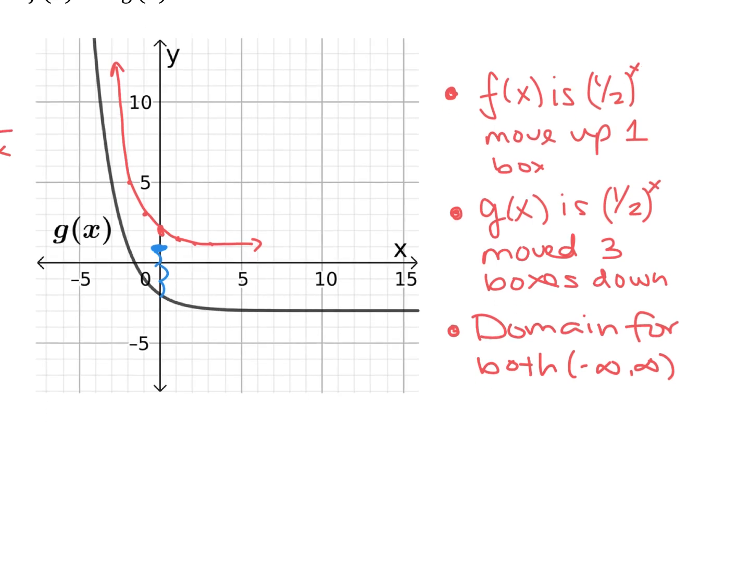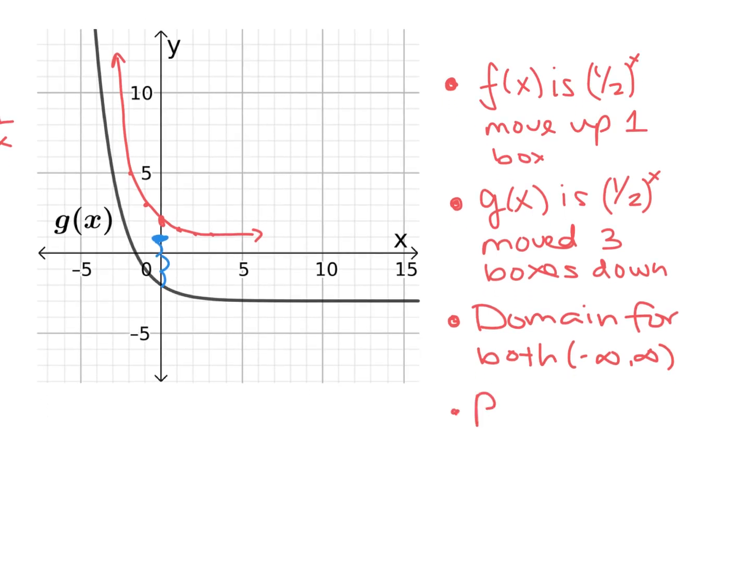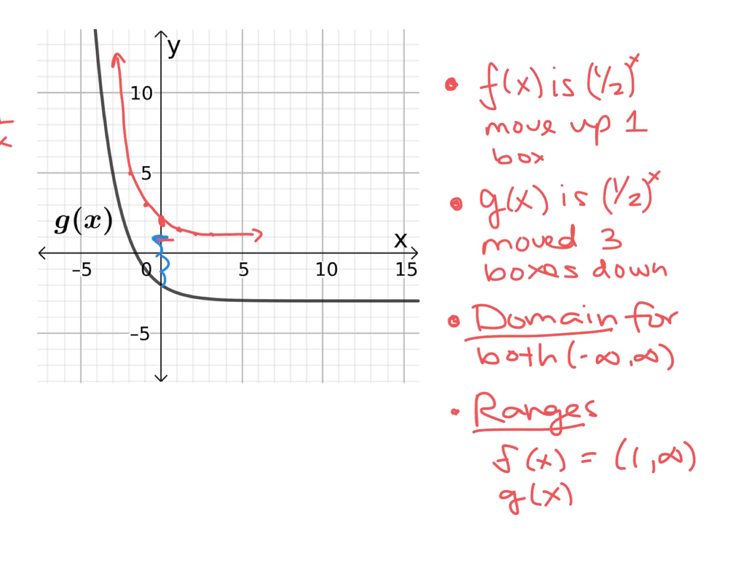The ranges are different though. So let's write the ranges. So for f of x, the range looks like it kind of goes flat here at 1. So it goes from 1 all the way up forever. And then the range for g of x looks like it goes flat here at -3. So -3 and then up forever.